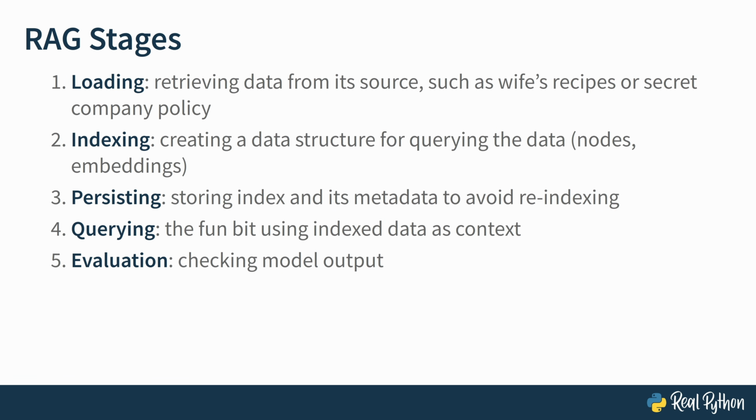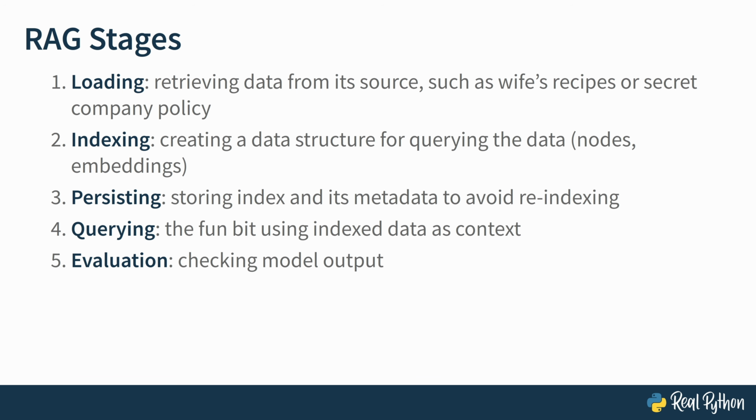There are 5 stages to RAG. Firstly, it's loading. So that is retrieving data from its source, such as my wife's recipes or the secret company policy that you'll be working with. Secondly, there's indexing. So that means creating a data structure for querying the data.